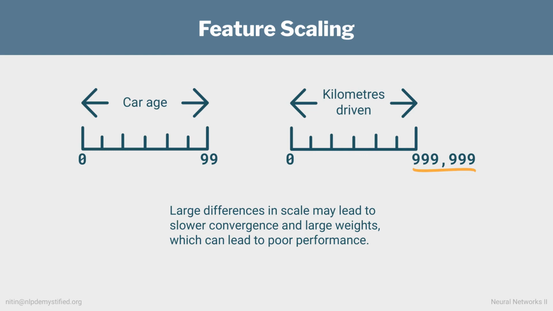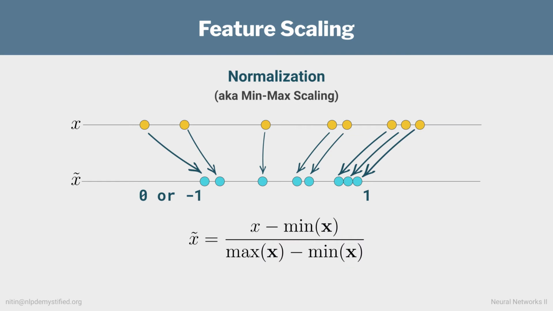With a neural network, large input values can result in slower convergence, so when we have inputs with wildly different ranges, it's advantageous, though not necessary, to scale them down to the same range. And two common techniques are normalization and standardization. Normalization, also known as min-max scaling, scales values so that they fall in a range between 0 and 1, or sometimes between -1 and 1. This is done by subtracting each value by the minimum value in the range, and dividing it by the max minus the min.